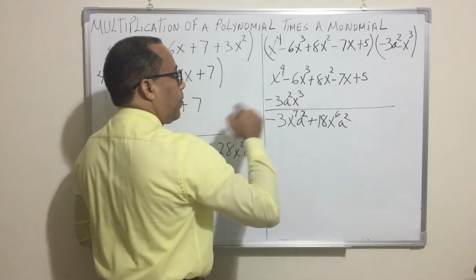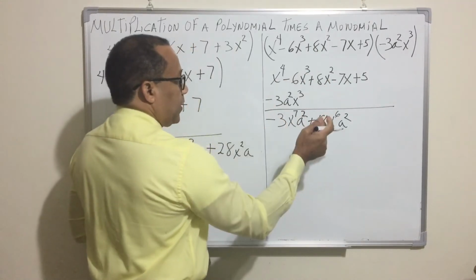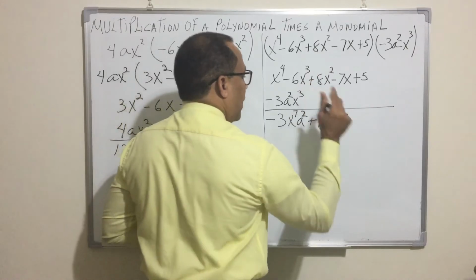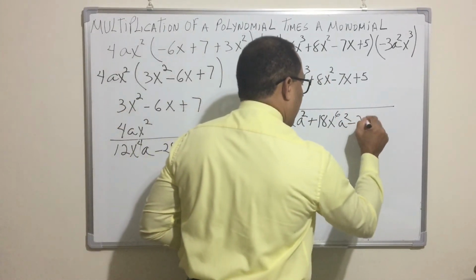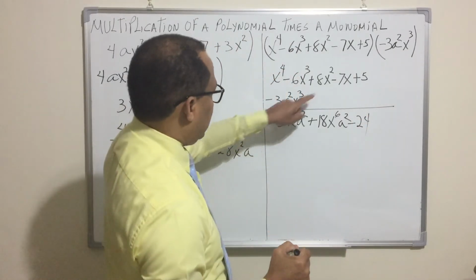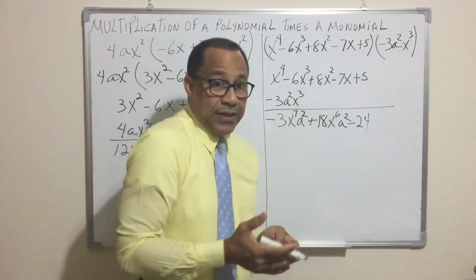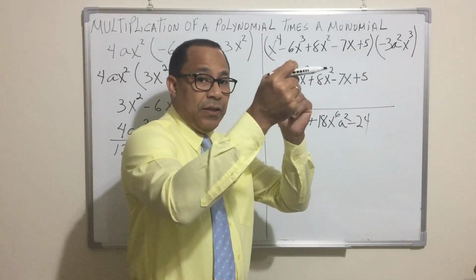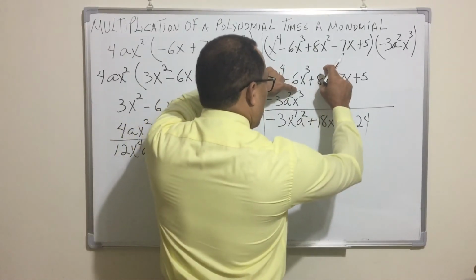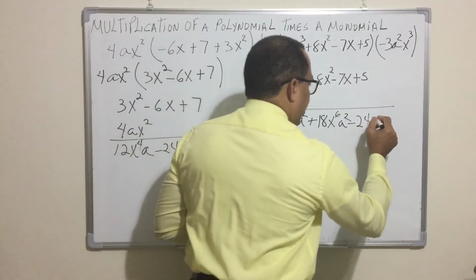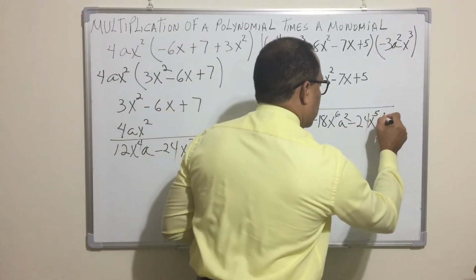Third term: I multiply the monomial times the third term. Multiply the signs. Negative times positive equals negative. 3 times 8 equals 24. And then take the x's. x to the third times x to the second. I said times, but we know that we add the exponents. So this is 3 plus 2 equals 5. So x is to the 5th power. And again, bring down the a to the second power.